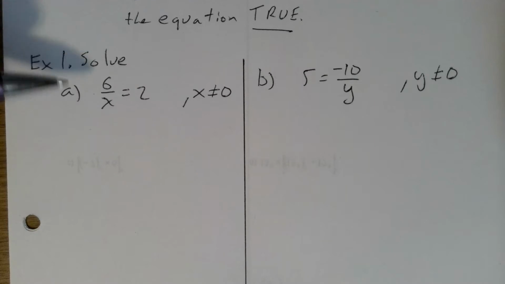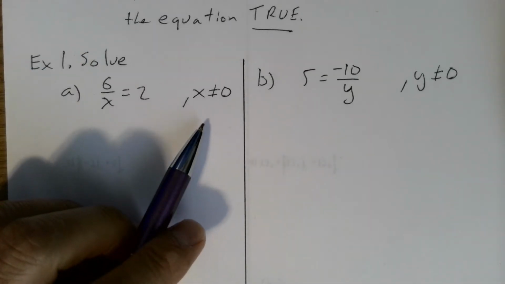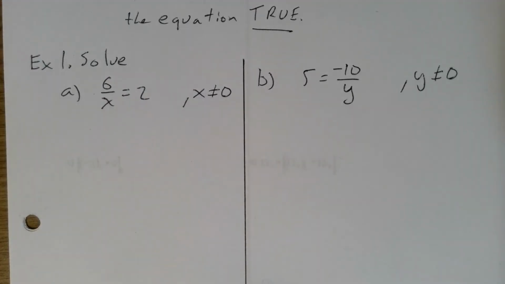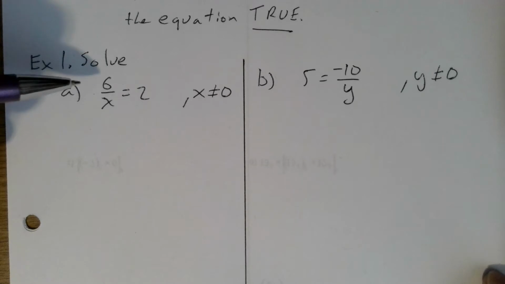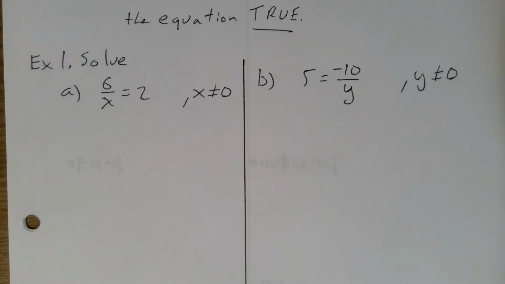And we've got 6 over x equals 2, but then we also have this little extra thing over here that says x can't equal 0. Well, why can't x be 0? Well, if I had, for example, 6 over 12, if x was 12, that would mean I'd have 6 slices of a 12-slice pizza, which is basically half a pizza.